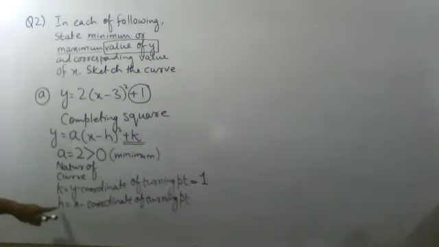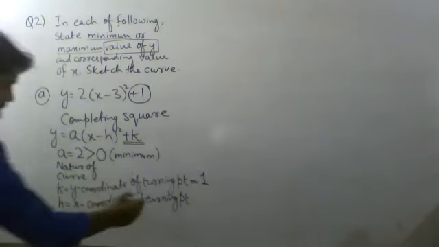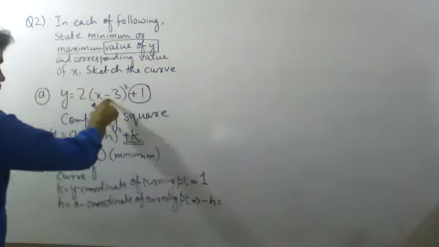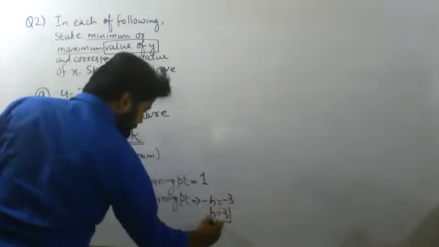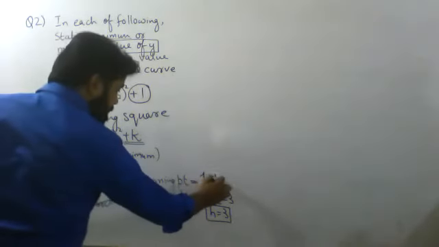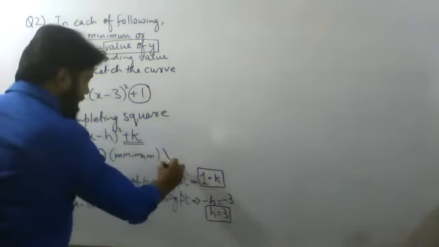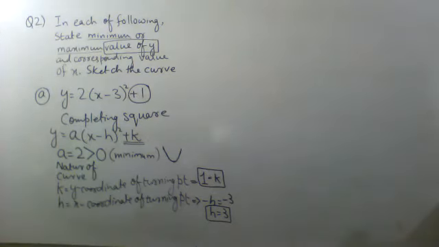Turning point h, what does it represent? h is represented by minus h. So minus h equals minus 3, which means the value of h is 3. The value of k is 1. The curve will be a minimum curve, which means the curve will be of this shape. Okay, these are the things which they have asked for.